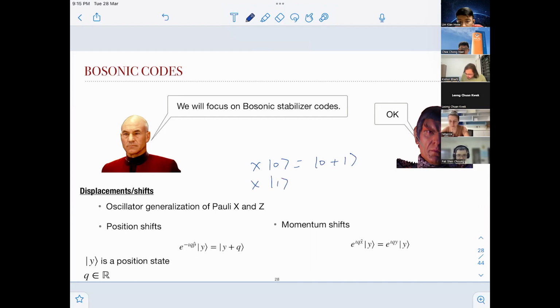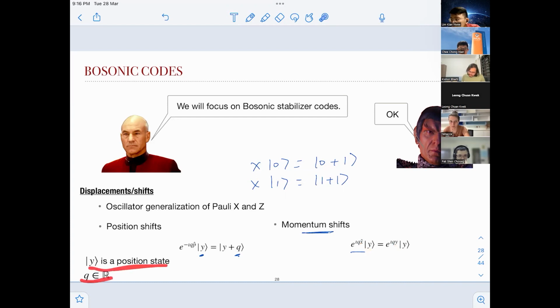And when it acts on 1, it gives 1 plus 1. That's how you can think of it. So when it acts on Y here, the position shift gives you Y plus 2. Momentum shifts are diagonal, more like the Z operator. So when they act on e^{iqy}, it will just pick the Y present here, giving e^{iqy}.